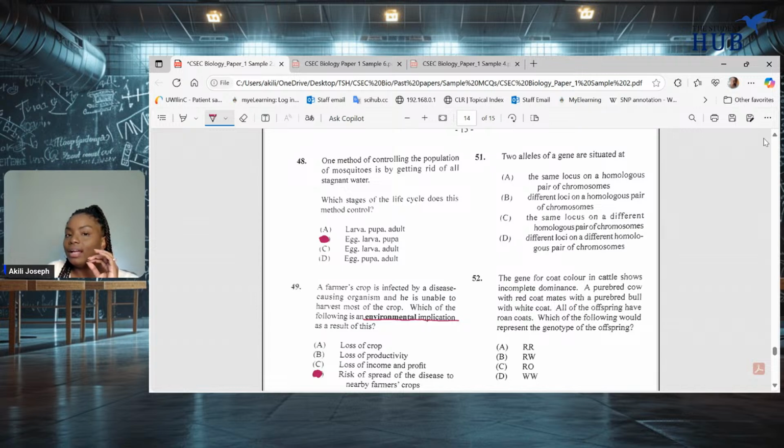C, you're going to have the same genes. It is the same locus. So we have the first part right with C, but they said on different homologous pairs of chromosomes. Homologous pairs will have the gene in the same position. Non-homologous chromosomes will have different genes on those chromosomes, right? So it's going to be found on the same position for a homologous pair. Different chromosomes will have different genes. So the correct answer here is A and not C.